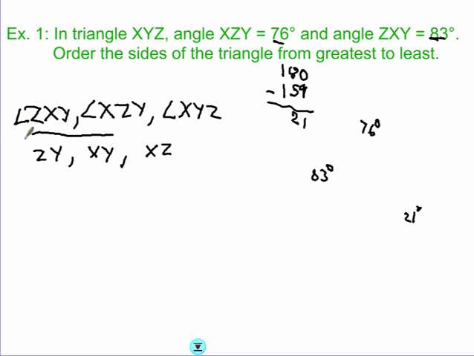So there we go. We've put our side lengths, side ZY, XY, and XZ, in order from greatest to least because we knew our angles in order from greatest to least. We just did corresponding angle to corresponding side. That's all there is to that one.